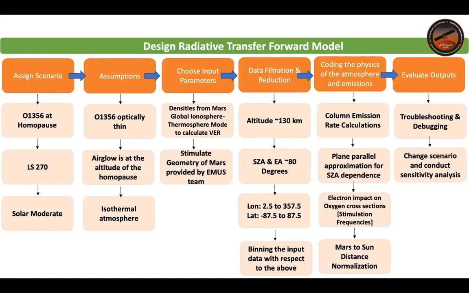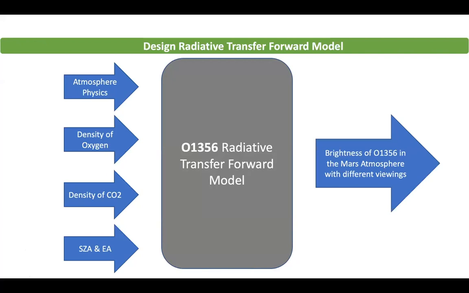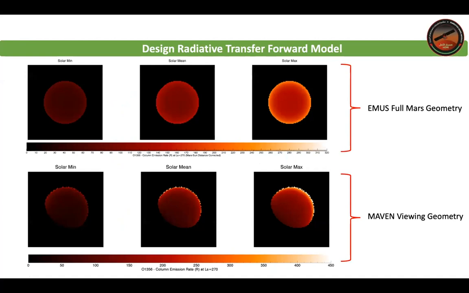So basically the radiative transfer model and the results I'm going to show now: we have to put in the atmospheric physics, we used density of oxygen and density of CO2, solar zenith angles and emission angles from the geometry files that we received from our team to be able to get the brightness of oxygen in the Mars atmosphere, specifically in the thermosphere with different viewings. So I just want to showcase some things that we got from the model.